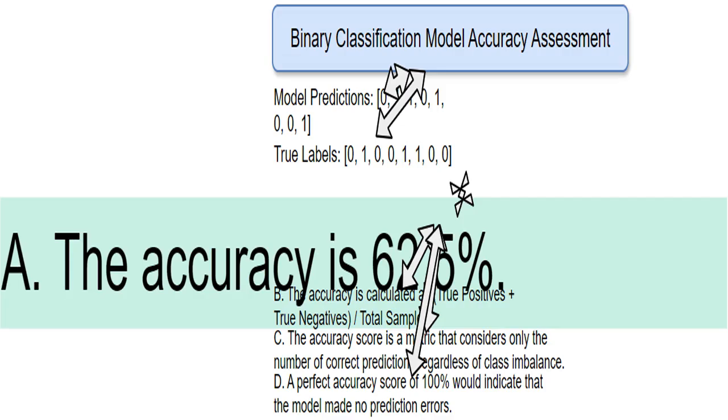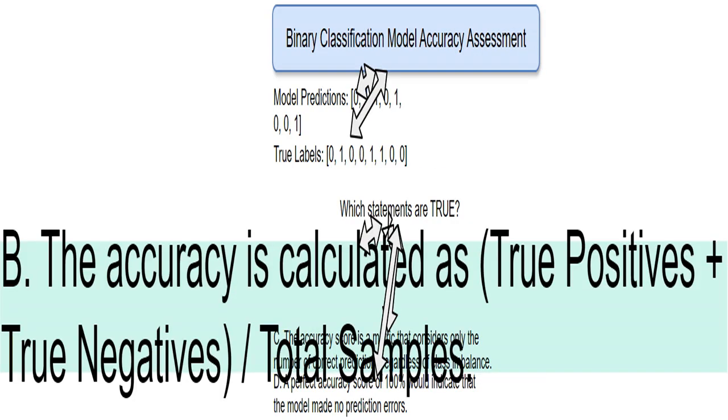This is one possible answer to the quiz question. It tells us the percentage of predictions the model got correct. We'll need to calculate the accuracy to see if this statement is true. Let's check the math. This statement describes the formula for calculating accuracy. True positives are the cases where the model correctly predicted a positive result. True negatives are the correct negative predictions. Total samples is simply the total number of predictions made.